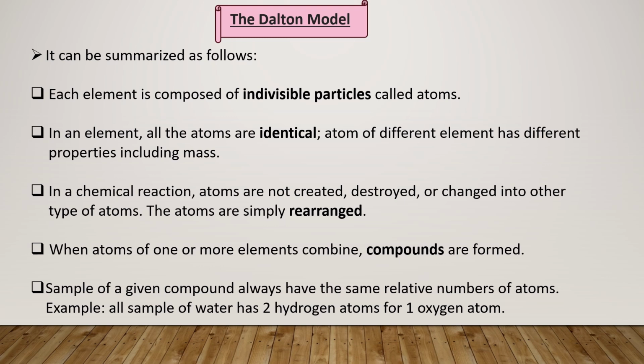When atoms of one or more elements combine, compounds are formed. Samples of a given compound always have the same relative number of atoms. For example, all samples of water have 2 hydrogen atoms for 1 oxygen atom.